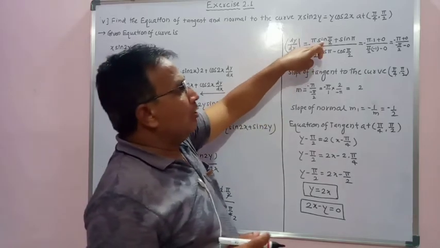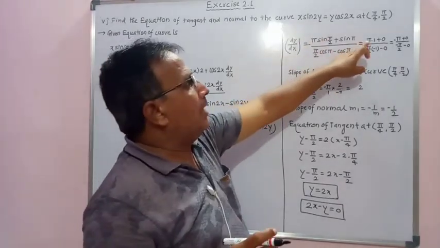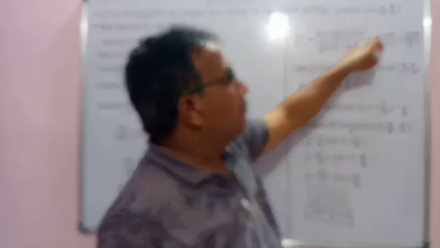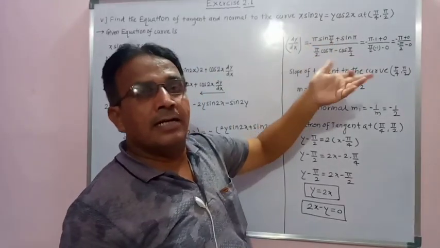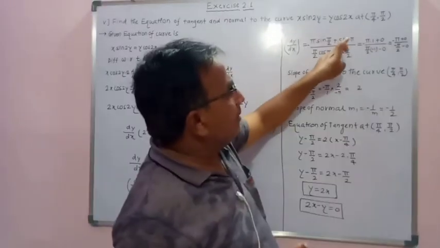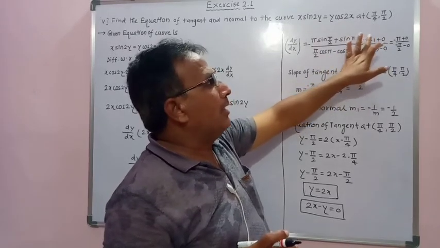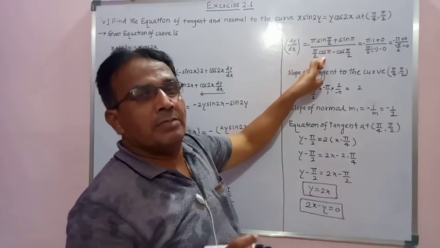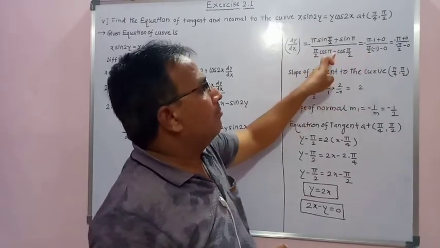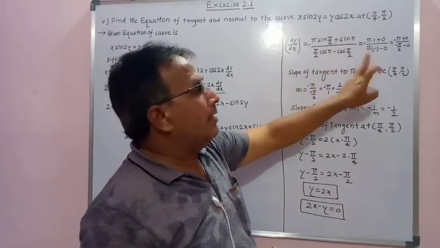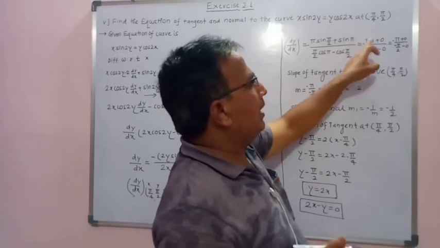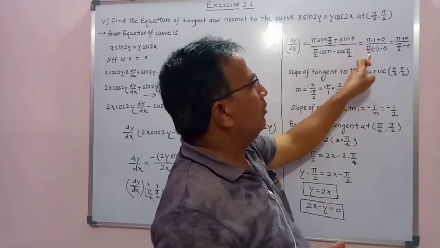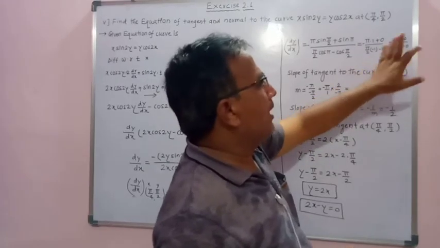The value of sin pi by 2, which means sin 90, is 1: pi into 1 plus sin pi, which means sin 180, is 0. So pi into 1 plus 0, and totally divided by pi by 2 into cos pi. Cos pi means cos 180 is minus 1, and minus cos pi by 2, cos 90 is 0, minus 0. Therefore, pi into 1, minus pi plus 0, divided by pi by 2 into minus 1, minus pi by 2 minus 0.